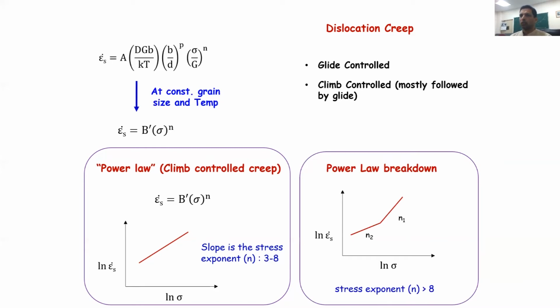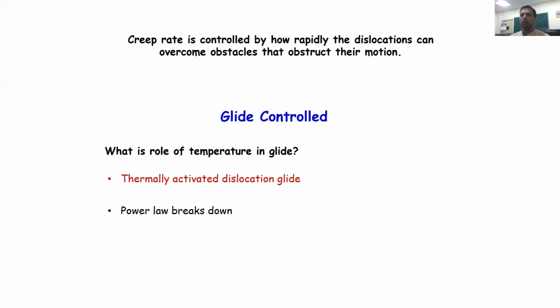And when we say climb controlled creep, you must also realize that climb will almost always be followed by glide, because climb is only allowing the dislocation to jump over some barrier. It may be a grain boundary, it may be a precipitate, it may be some other obstacle. But in the end, the dislocations have to move, and they will be able to move mostly by glide mechanism. So creep rate is controlled by how rapidly the dislocations can overcome obstacles that obstruct their motion.